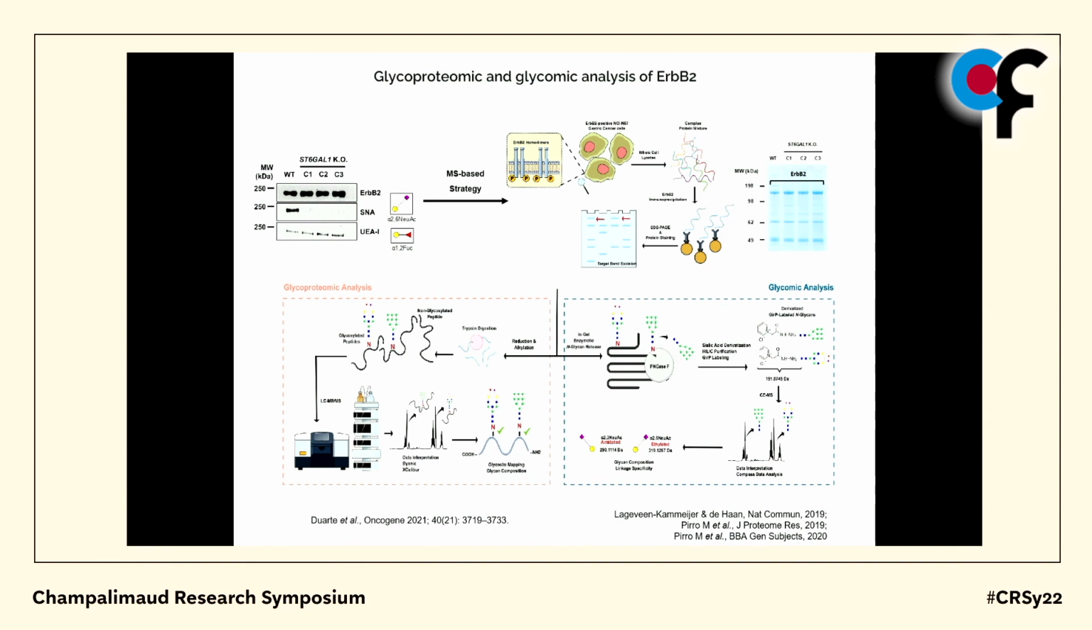One using glycomic analysis, in which you remove the N-glycans of the protein, label them chemically by click chemistry, and analyze and quantify the glycans present in this protein. And then, in a complementary study with a glycoproteomic approach, we digest the protein with a proteolytic enzyme, and then analyze the peptides containing the different glycans by LC-MS mass spectrometry.